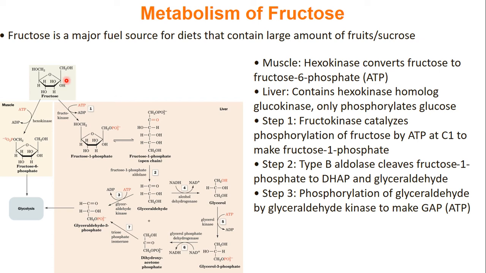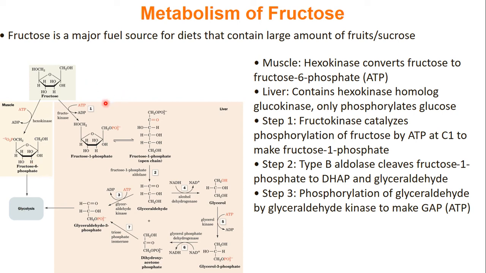If it's in muscle, it can take fructose and use hexokinase to directly make fructose 6-phosphate. If you remember, fructose 6-phosphate is one of the intermediates of glycolysis, so this can go directly into glycolysis.